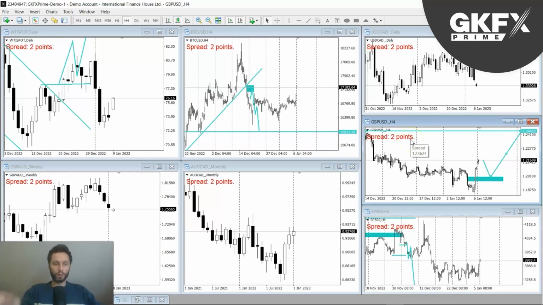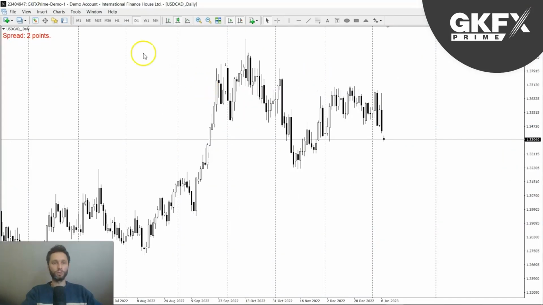So that's the pound dollar, with the weakness on the dollar with NFP news last week. That's what I'll be looking at. Okay, next let's look at another dollar pair, another major pair, the dollar CAD.